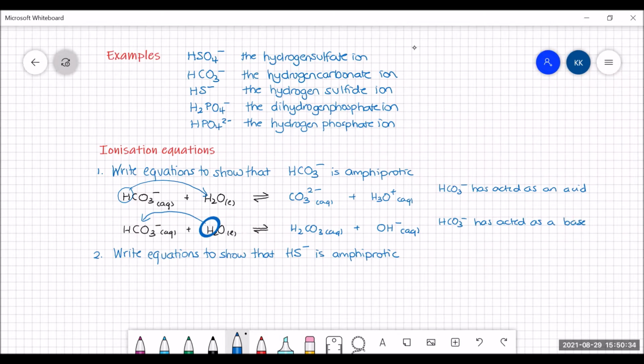But did you notice that in these examples, water also was acting as an acid and a base. In our first example, water has acted as a base. And in our second example, water has acted as an acid. So here we see water either donating or accepting protons. So yes, water is amphiprotic.